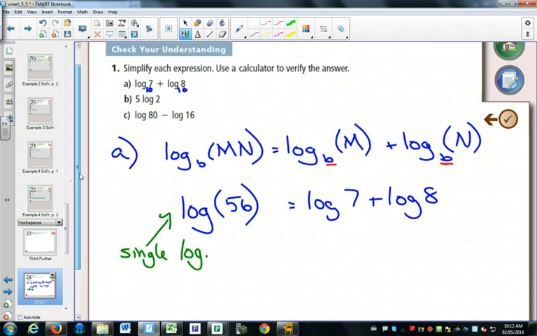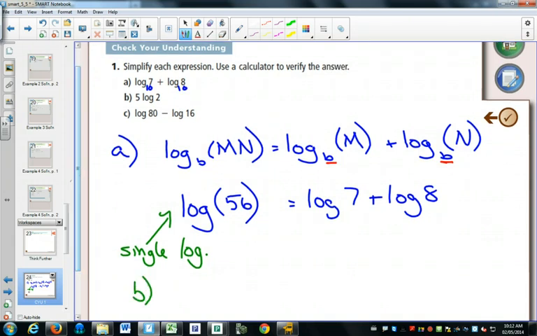Same thing in B. B would not be written as a single logarithm because you have 5 log 2's, and I just want 1 log. So a number out in front, there's a log law that says whenever that number's out in front, you can move it inside the brackets as an exponent. So that 5 that's out in front goes inside as an exponent of 5, and this is the same as log of 32.